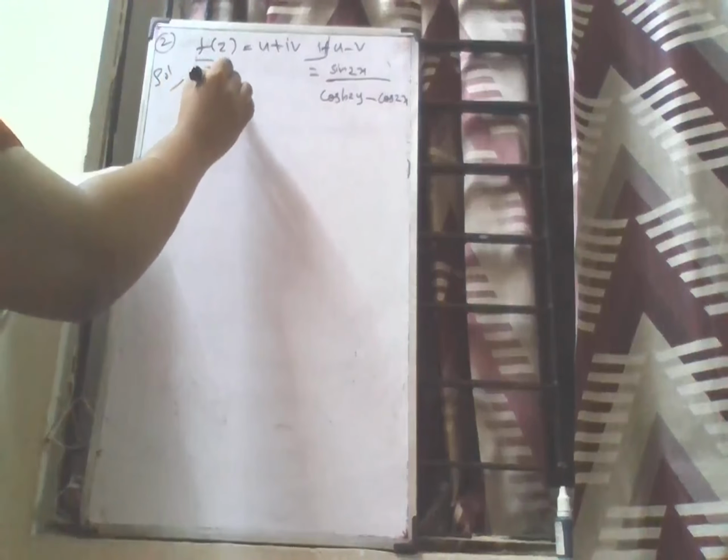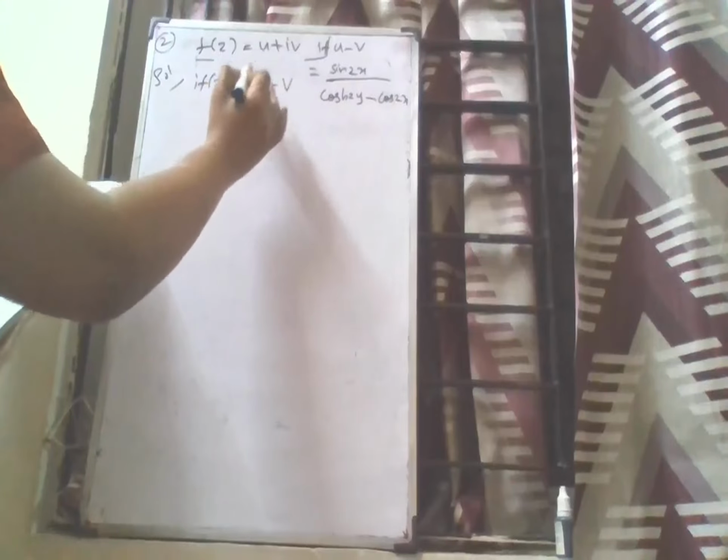Already they have given f of z is u plus iv. Now tell me what is i into f of z. So i into f of z is nothing but iu minus v. You agree? Isn't it? See here, multiply i throughout. So iu, and i squared will become minus, so minus v.